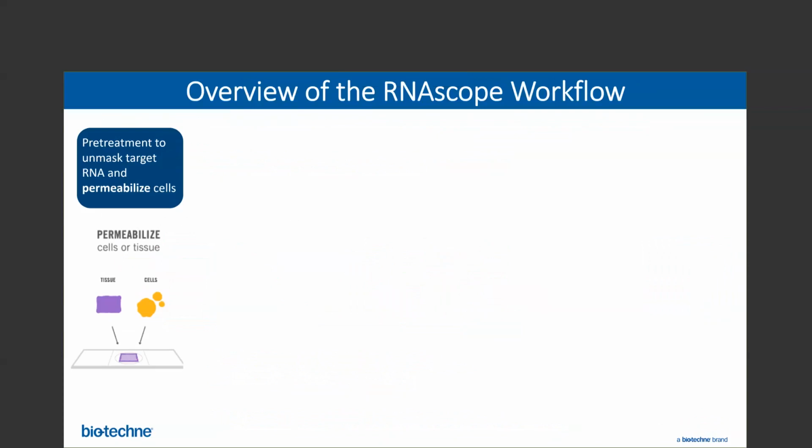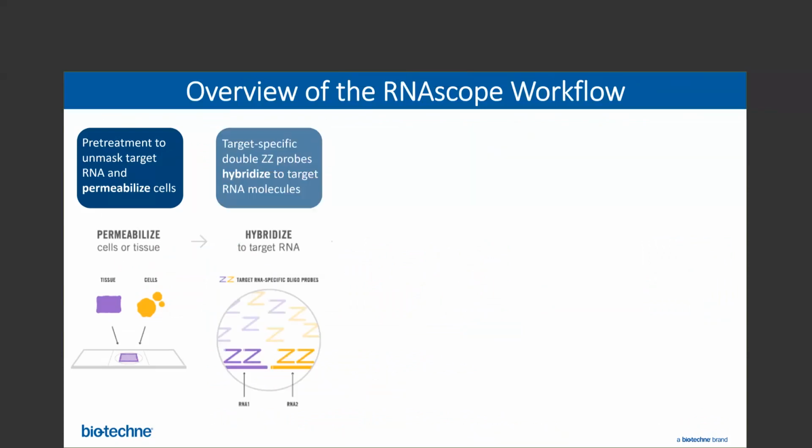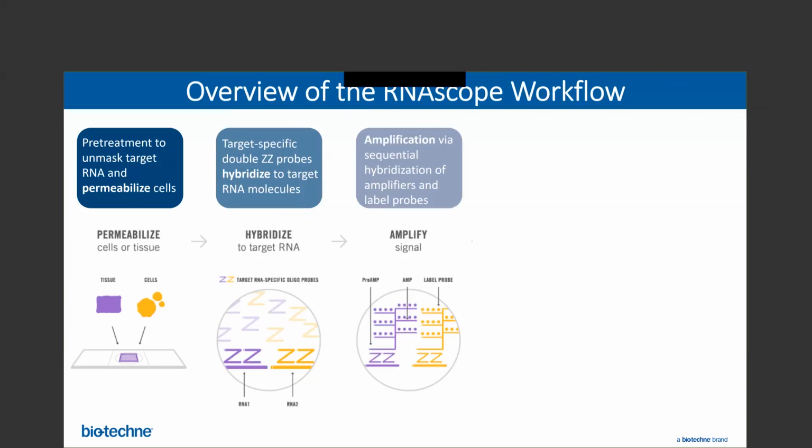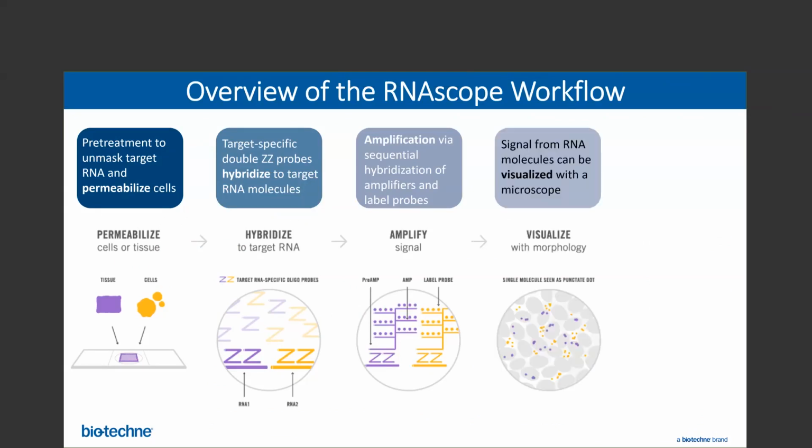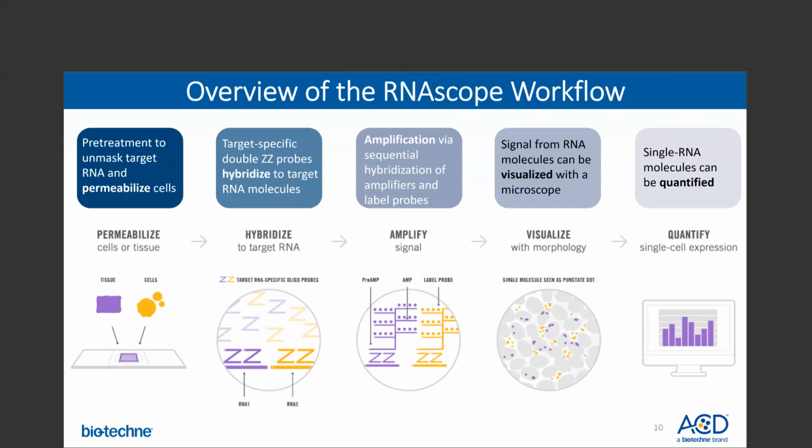The RNAscope workflow starts with a pre-treatment process, which is required to unmask the target RNA and permeabilize the cells. This is important to allow the next step to take place, which is binding of the target-specific double Z probes to the target RNA molecules. This is then followed by amplification, which is sequential hybridization of amplifiers and labeled probes. You will then detect the signal from individual RNA molecules, which can be visualized under a microscope. And finally, you can count these dots or signals from RNA molecules to get gene expression.